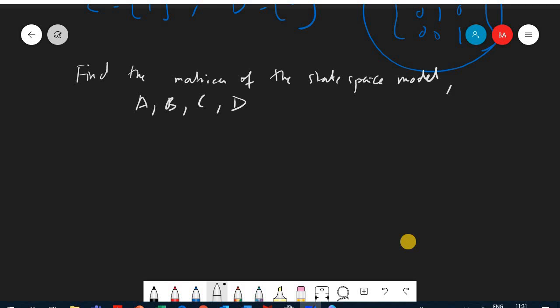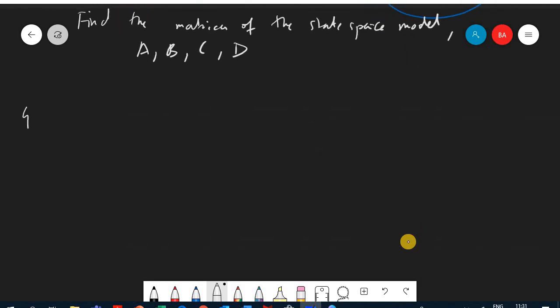Okay, what else? Can we take another example? Yes, we are going to take another example. And in this example, we are going to have something that is a little bigger than the one that we had here.